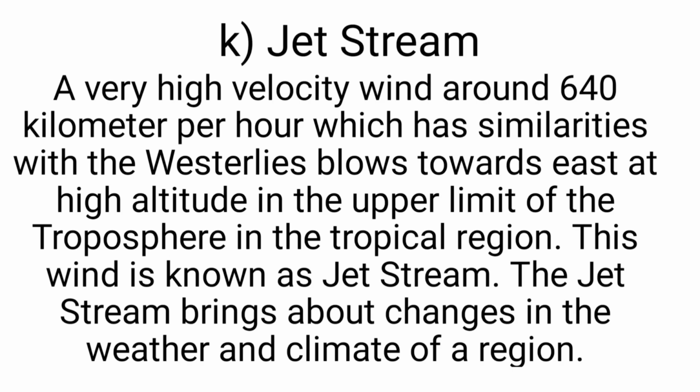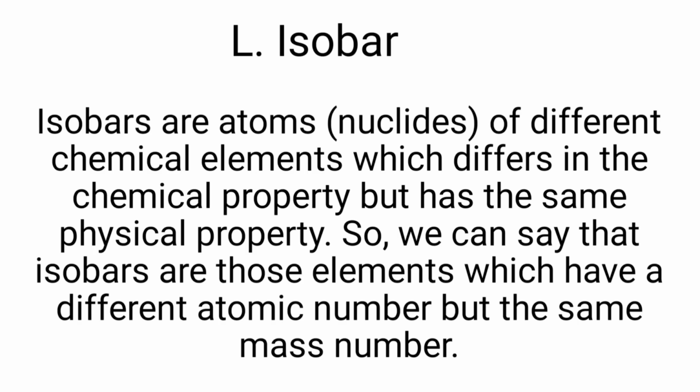K. Jet stream. A very high velocity wind around 640 km per hour, which has similarities with the westerlies, blows toward east at high altitude in the upper limit of the troposphere in the tropical region. This wind is known as jet stream. The jet stream brings about changes in the weather and climate of a region.